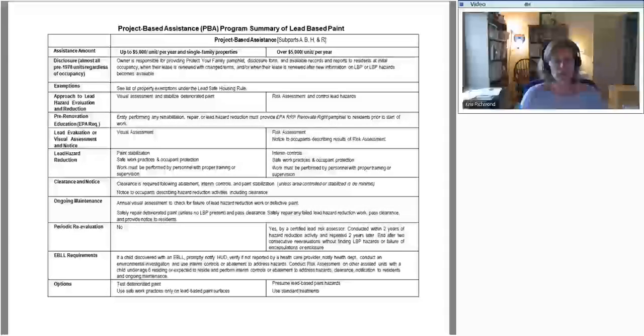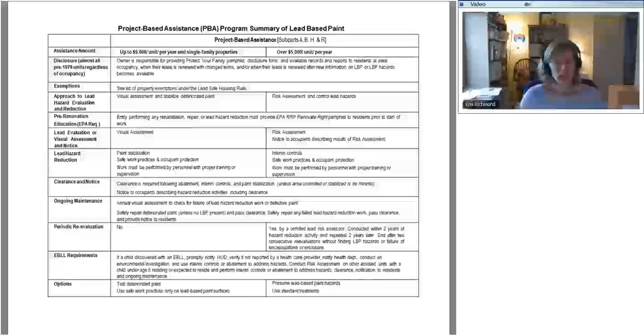And then we need to do clearance, and clearance, again, needs to be a third party that's doing clearance. It cannot be the same person that does that work or the same organization that's doing the work. So it could be a lead-based paint risk assessor, a certified lead-based paint inspector, or a lead sampling technician.